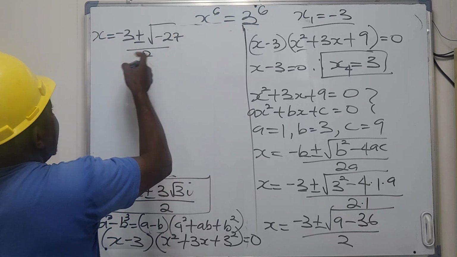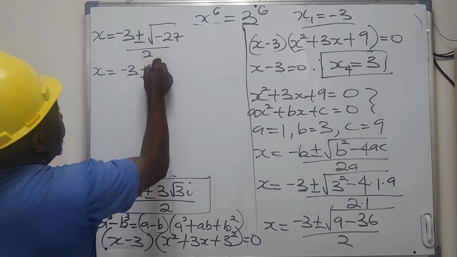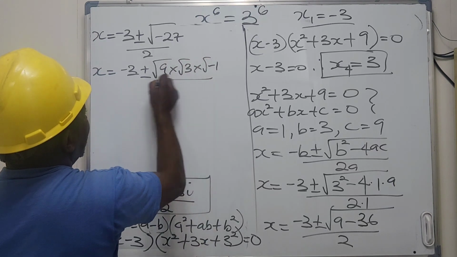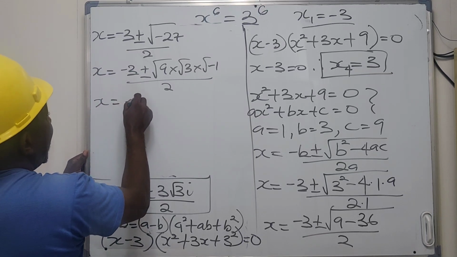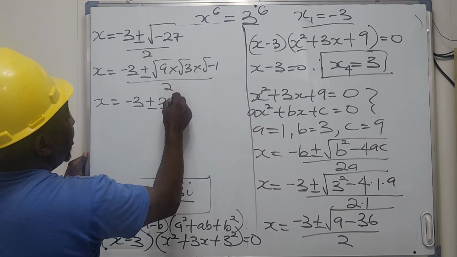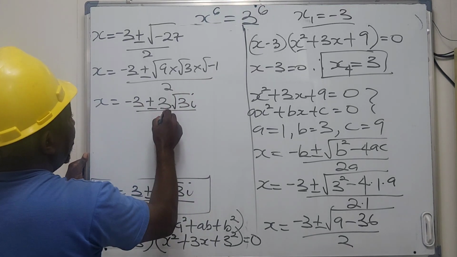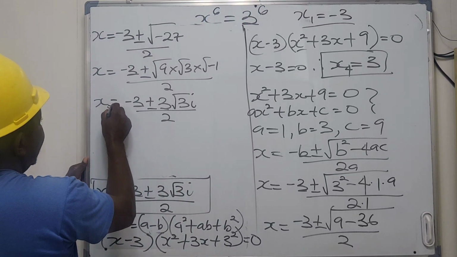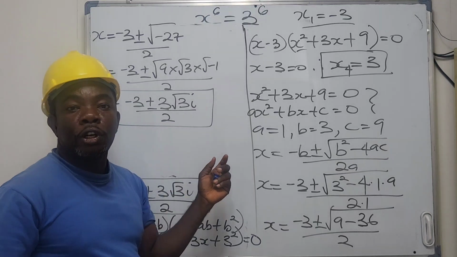This can be written as x equals minus 3 plus or minus the square root of 9 times the square root of 3 times the square root of minus 1, all over 2. This is the same thing as x equals minus 3 plus or minus the square root of 9, which is 3. So we are now left with root 3, and the square root of minus 1 is iota, which is i, all over 2. So this is the solution of x5 and x6. And we have a total of 6 solutions of x.